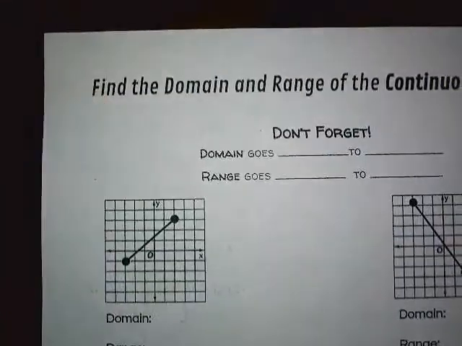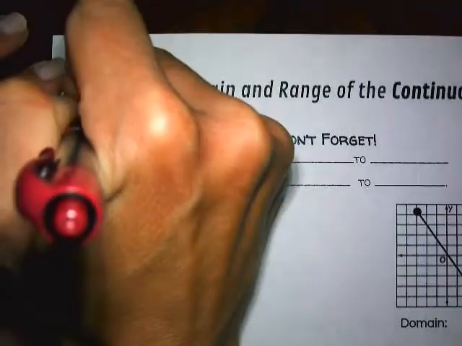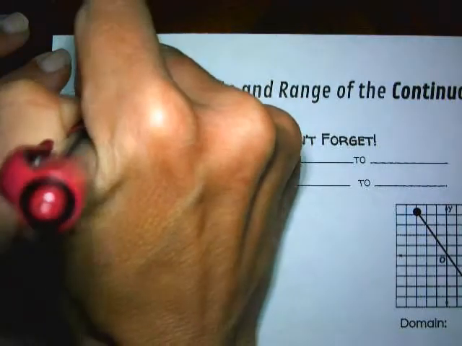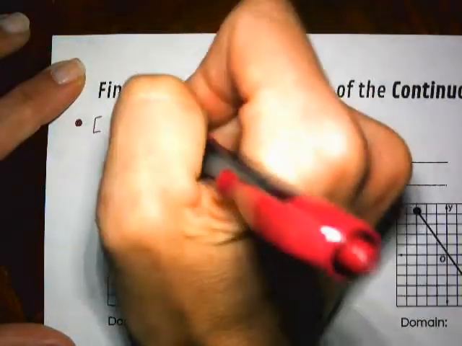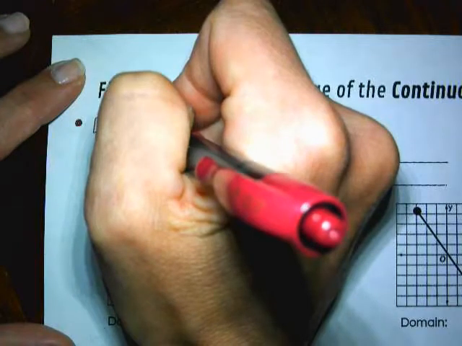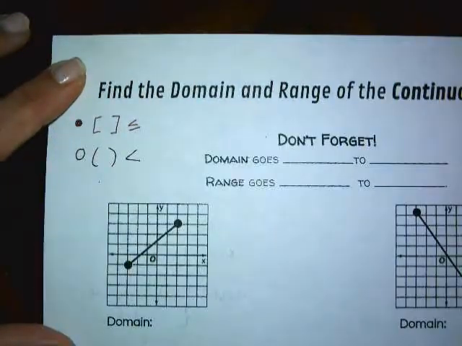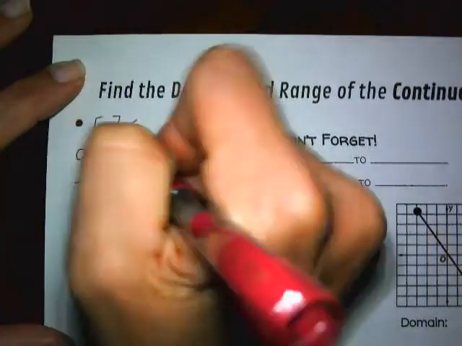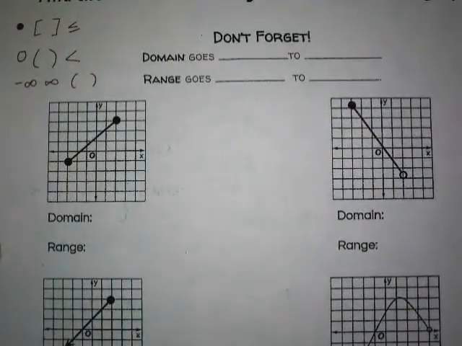So what I do is every time I start a sheet, I think it's important to write your notation so you can just reference up. So if we have a closed circle, we're going to be using either brackets or less than or equal to. And this is our open circle. We're going to be using parentheses or the less than sign. And you could add infinity or negative infinity. We're going to use parentheses. Don't forget, domain goes left to right.